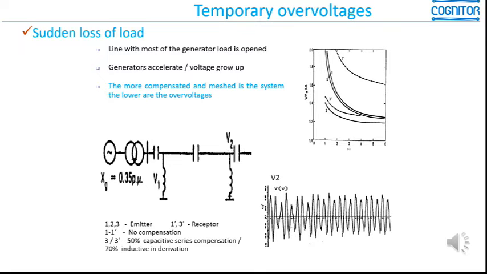Then in this case, when you have a more meshed system, a more compensated system, the overvoltage will be much lower. When you have low compensation, the overvoltage will be higher.